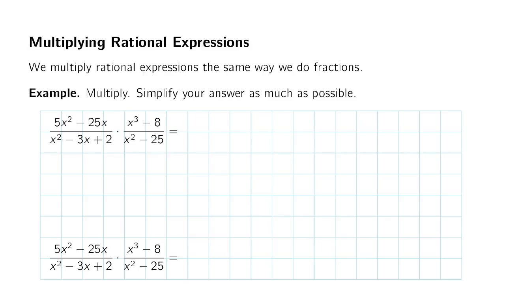If we want to multiply rational expressions, we do it just the same way that we multiply fractions. That is, we multiply the numerators, multiply the denominators. Notice when we do this, we need to write our numerators and denominators in parentheses, since the fraction bar acts as a grouping symbol.